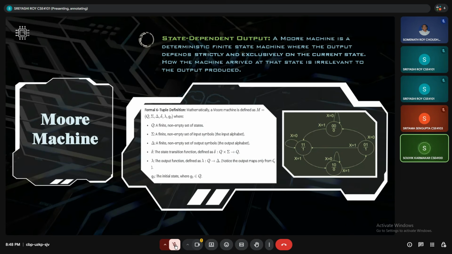I will briefly explain the Moore machine. It is a type of finite state machine where the output depends only on the current state, not on the input. This means each state has a fixed output. One important feature is that it produces an output at the initial state, even before any input is given. Because of this, for an input of length n, the output length becomes n plus 1.